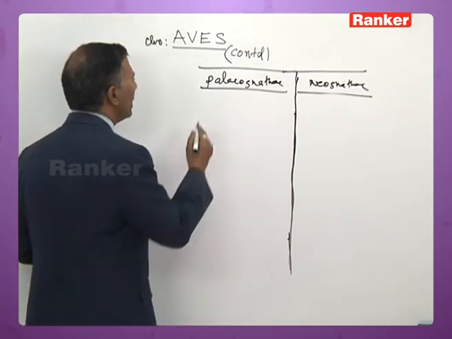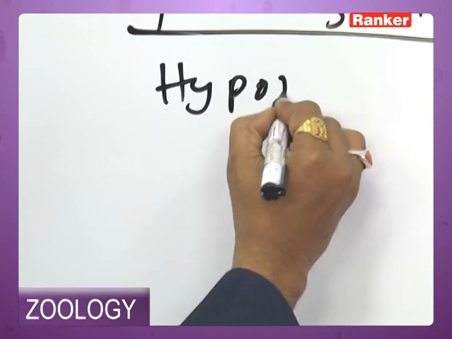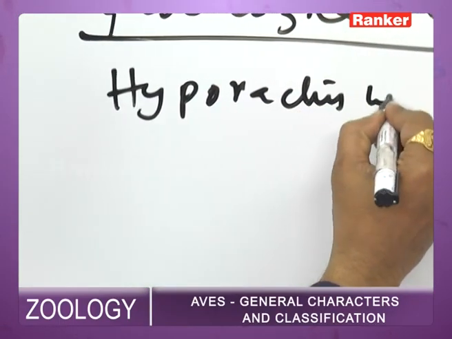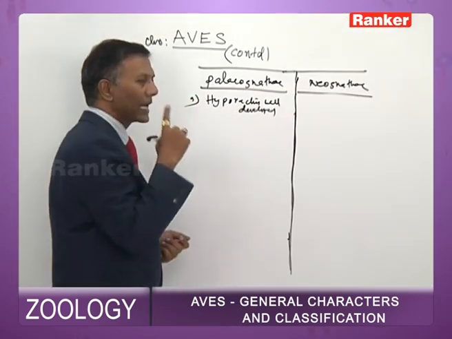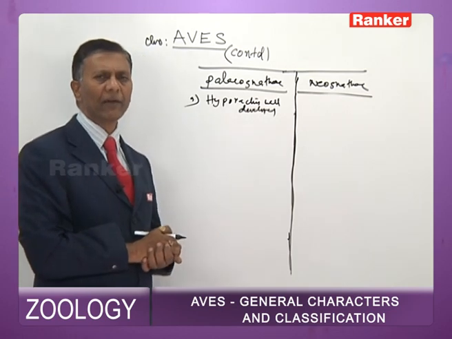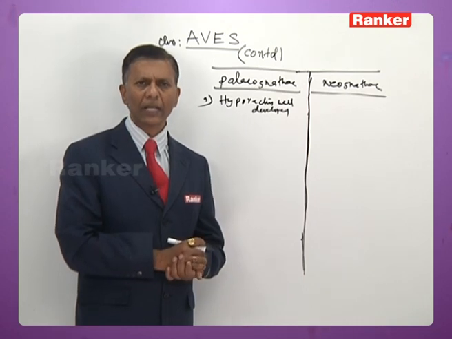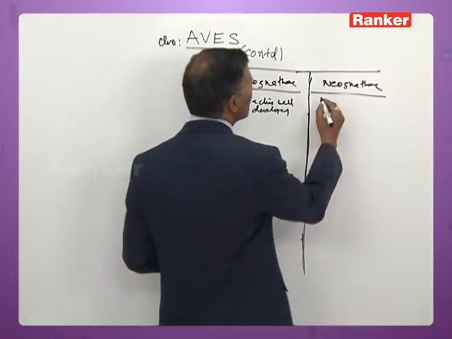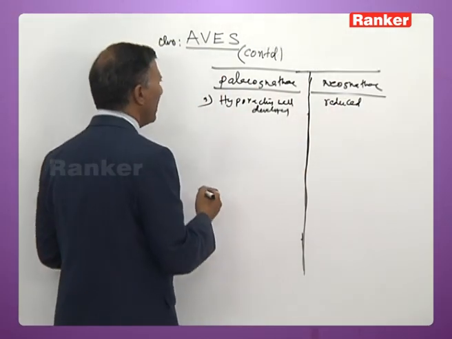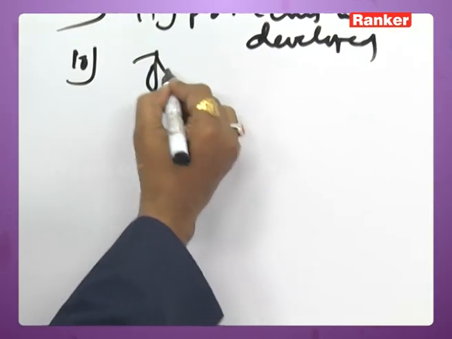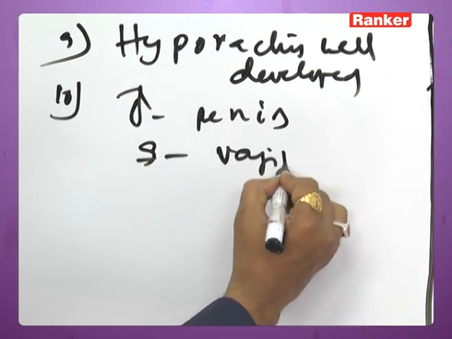For the next characteristic feature, the hyporachis is well developed in flightless birds. The hyporachis that lies around the superior umbilicus is well developed, as I already mentioned. The largest hyporachis is present in cassowary and emu. In flight birds, the hyporachis is reduced.